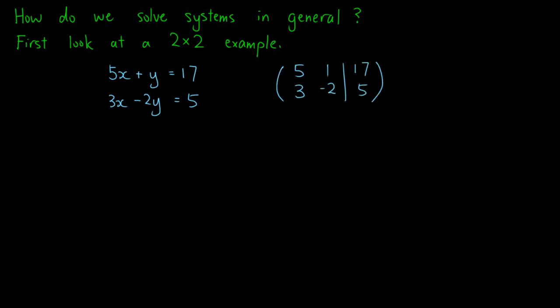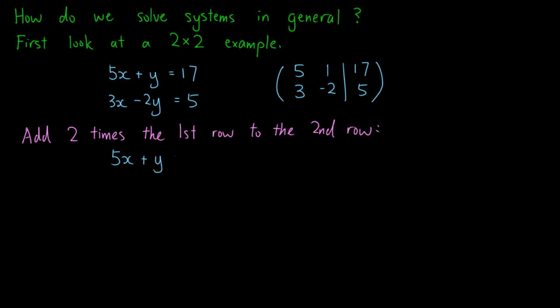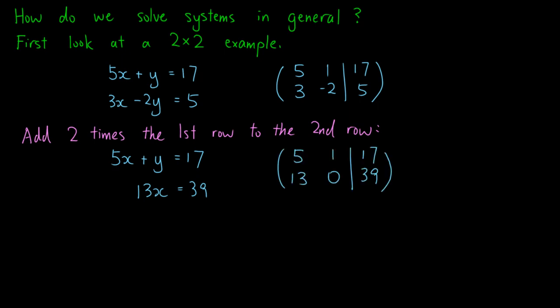We know all about how to solve these kinds of systems, and one way to start is to observe that the coefficient of y in the second equation is negative 2 times that of the first equation. So we can eliminate y from the second equation by adding 2 times the first equation to the second equation. For the augmented matrix, this means that we add 2 times the first row to the second row. We get 13x equals 39, and the first equation is kept unchanged.